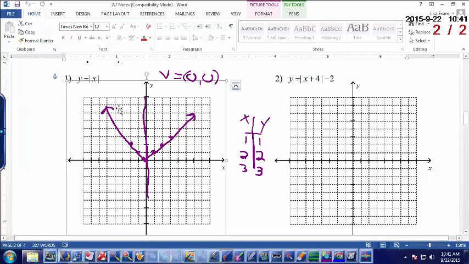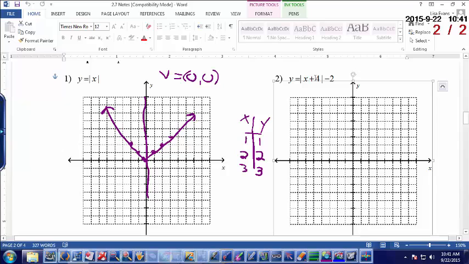Now, let's take a look at this next problem so you can see some shifts. You're first going to pull out the vertex.